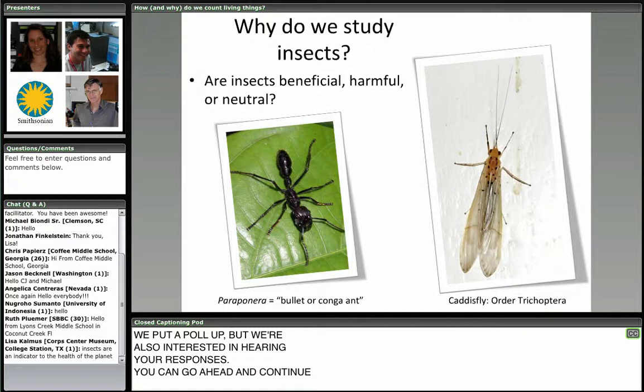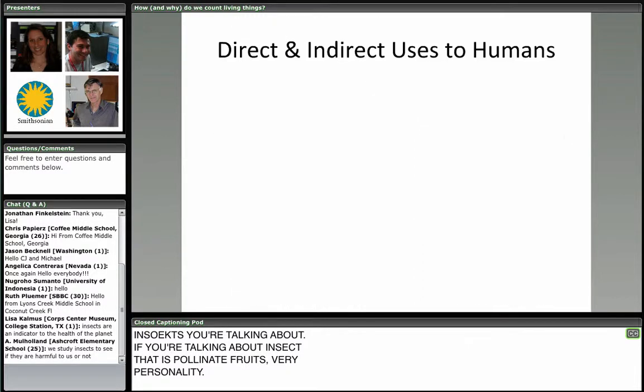CJ, we have an interesting point from Lisa. She says that insects are an indicator of the health of the planet. Would you agree with that? I very much agree with that, and I think she's predicting what I'm going to say next. Maybe she's a little bit psychic.